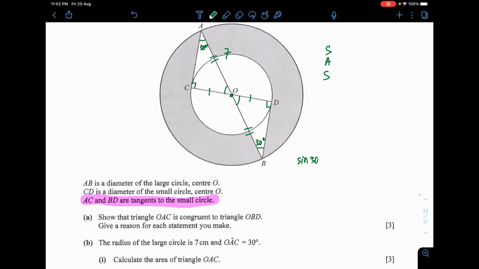Sine 30 degrees equals opposite divided by hypotenuse. So then OC is 7 times half. Next, cosine 30 degrees equals adjacent divided by hypotenuse. So then 7 times cosine 30 is 6.06. Hence the area is half times base times height. Height is AC, base is 3.5. You'll get 10.6, corrected to 3SF. Wait, 3SF. Yeah, correct.